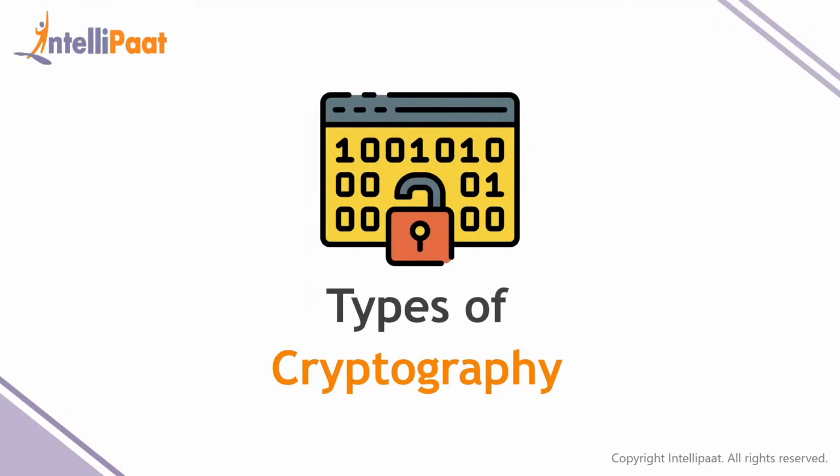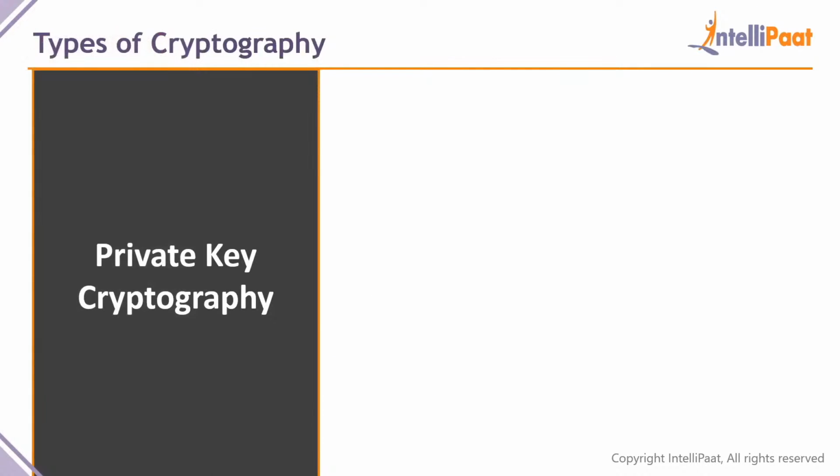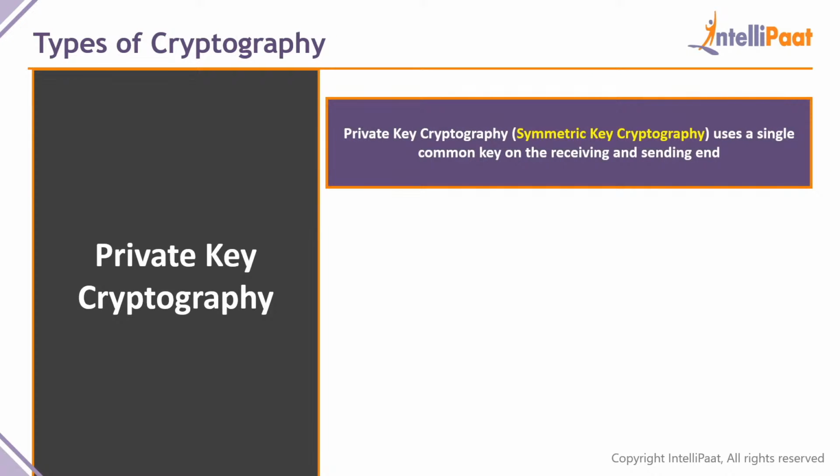So there are categories involved in cryptography essentially. Other than the examples that we're going to discuss after this, cryptography has been divided into particular categories. So let us look at that. The fundamental categories are private key cryptography. Now, private key cryptography is also called symmetric key cryptography. It uses a single common key on the receiving and the sending end, right?